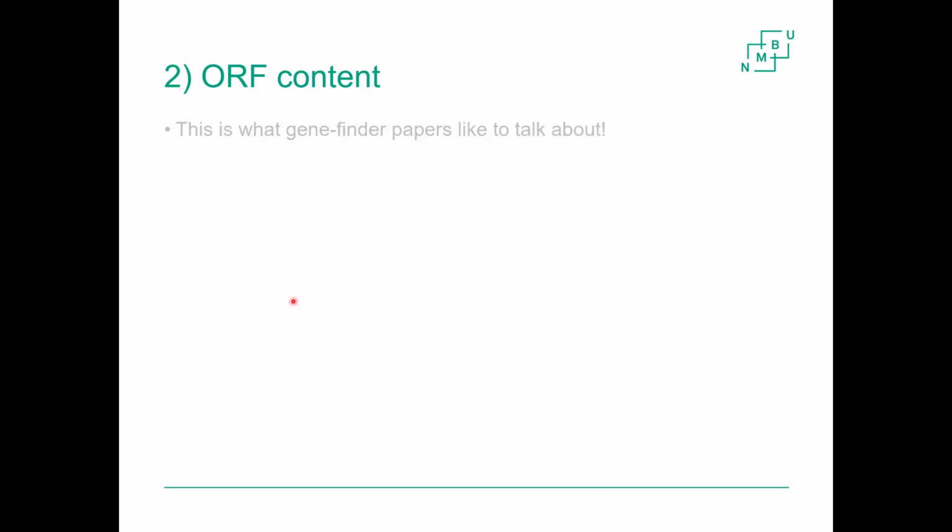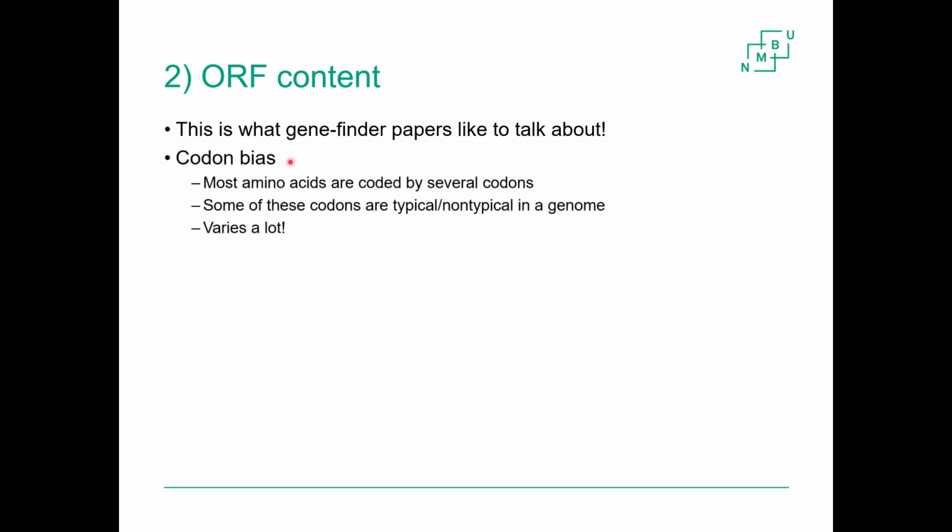Then the ORF content. And this is what the gene finder papers like to talk about, because this is the fun modeling part. And here I present only one way of looking at ORF content, and that's the codon bias. So what is meant by that? Well, we know that most amino acids are coded by several codons, right? So different codons code for the same amino acid.